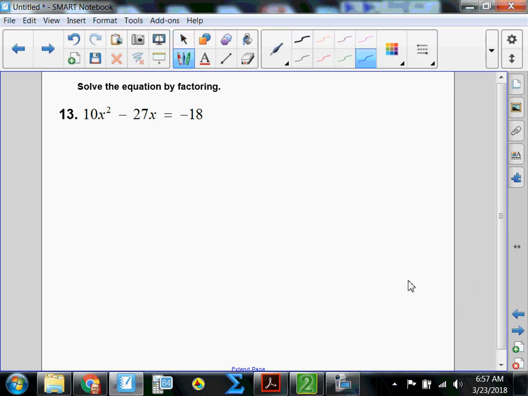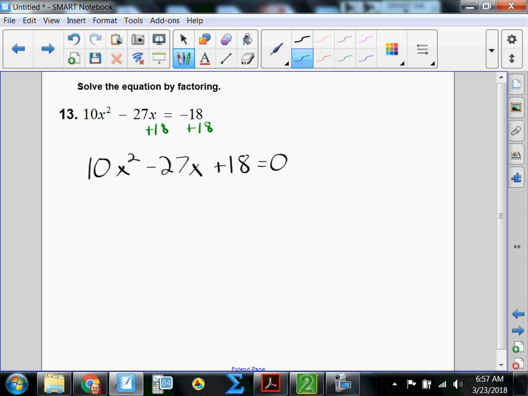Okay, in order to factor, we need to have our equation equal to 0. So I'm going to add 18 on both sides of the equation, which gives me 10x squared minus 27x plus 18 equals 0. And I have a lot of big numbers there, so I want to try to find a common factor.